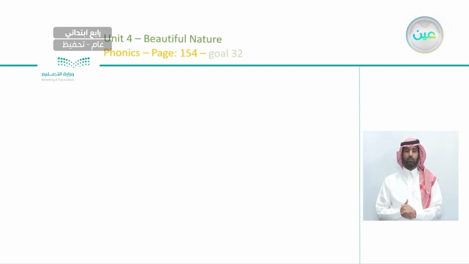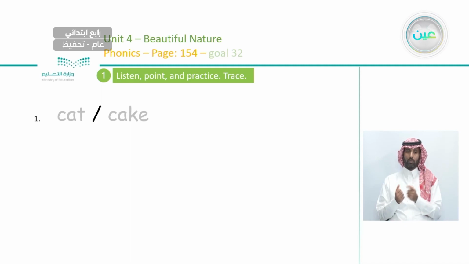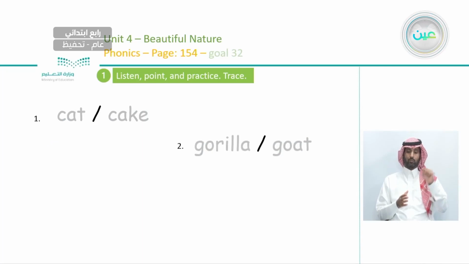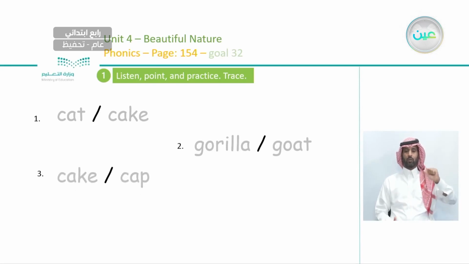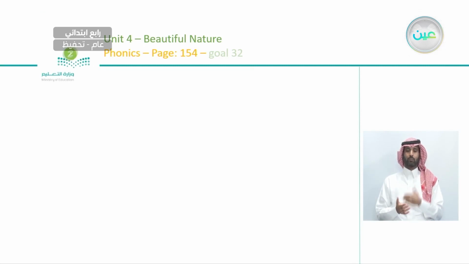Okay, now on page 154, listen, point and practice, trace. Number 1, we have cat, cake. You can trace. So we have cat, cake. You have gorilla, goat, gorilla, goat. Number 3, we have cake, cap, cake, cap. Number 4, we have cat, cap, cat, cap. Number 5, we have girl, goat, girl, goat. Excellent.